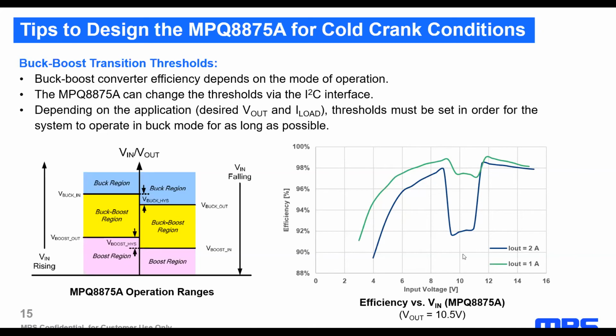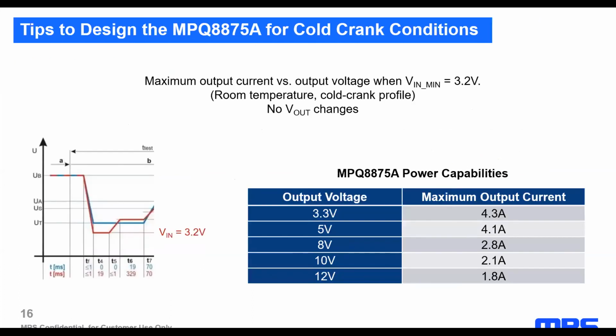In this case, these efficiencies are obtained by setting an output voltage of 10.5 volts and sweeping the input voltage from 0 volts to 16 volts, and with 2 output currents set to 2 amperes and 1 ampere. By applying these few design tips, we are able to measure and get important conclusions about the performance of the MPQ8875A. Firstly, it shows the maximum output current depending on the output voltage when the cold crank profile is applied.